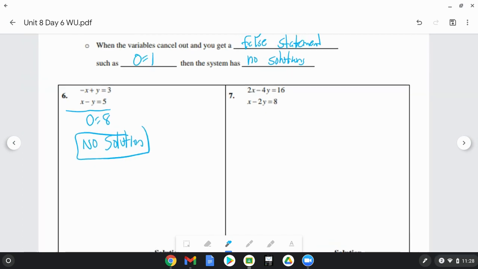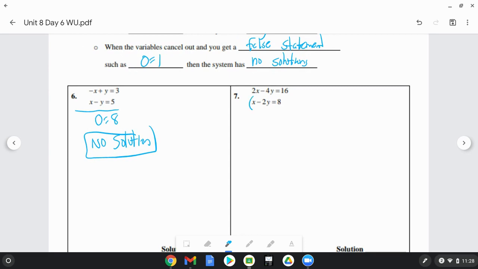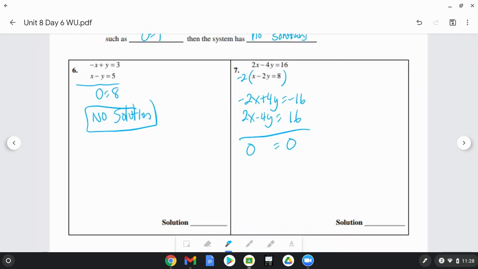This next one, you're going to have to multiply by something. So I think the bottom, if you multiply by -2, that will get rid of the x's for sure. -16. And then I'm going to put the top to the bottom here, and let's see what we get when we add together. The x's cancel. The y's actually cancel, and so do the numbers. So this one, 0 equals 0, that's a true statement. So this one is many solutions. So that would be your answer for 7. All right, so I think that's good enough for today.